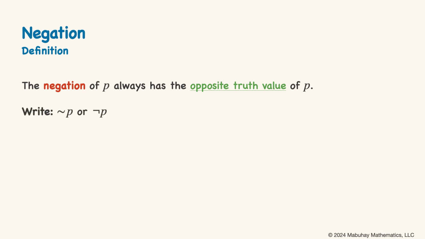I'm usually going to use the squiggle, the twiddle here. So twiddle P. You can also use this angled thing; there are a lot of places where you'll see that for negation, but I'm going to use the twiddle. So we say the negation of P, or for short, we just say not P. If you see twiddle P, we usually read that as not P.